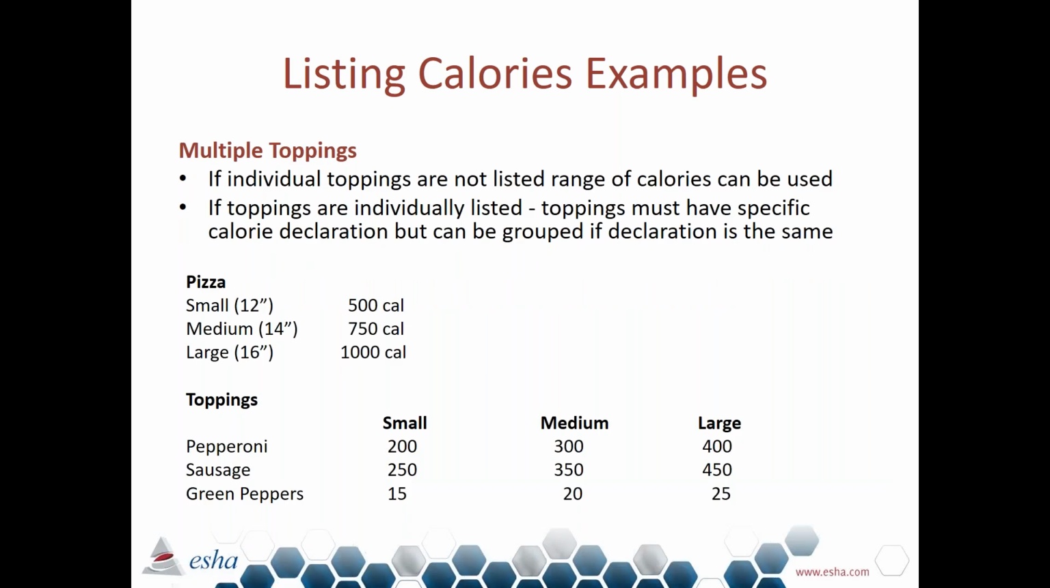Another example is an item that has multiple toppings. This would include either pizza or, for example, ice cream. You can label your base item with the calories, and in this case, we have small, medium, and large calories. And then you can list and itemize out all the toppings that you could add. So at the bottom, you see pepperoni, sausage, and green peppers listed out, and the additional calories that would be added depending on what size you're serving.